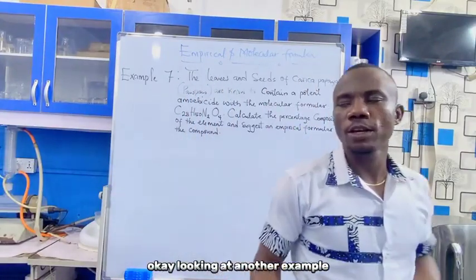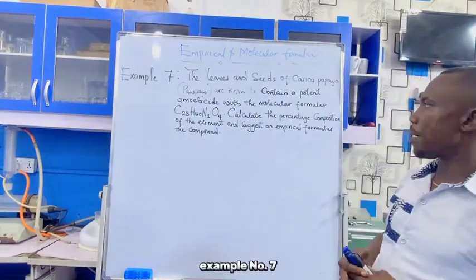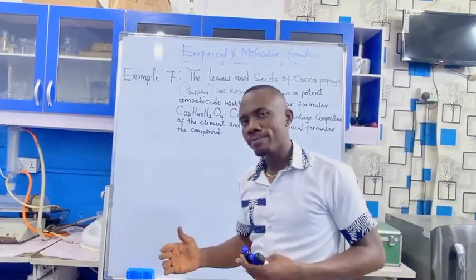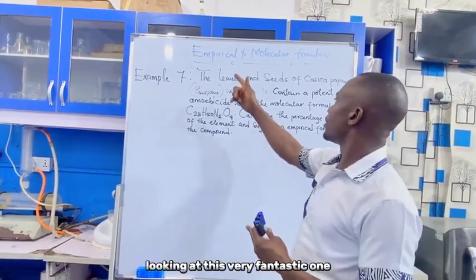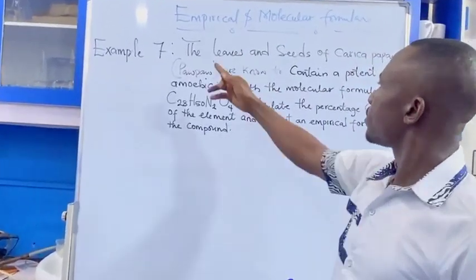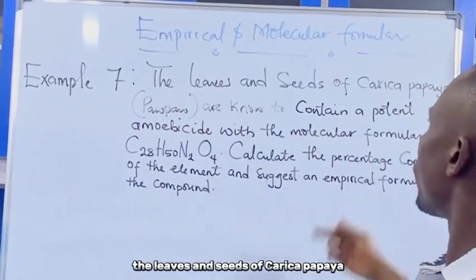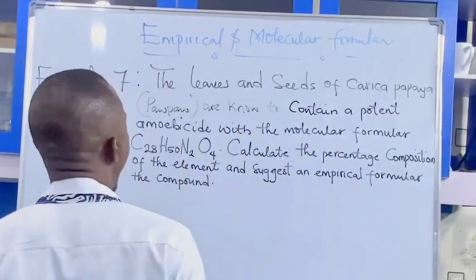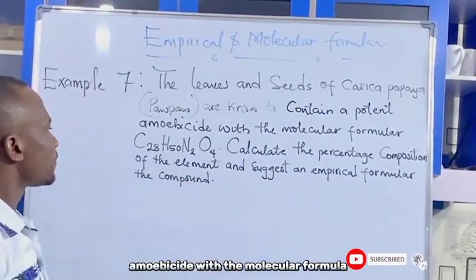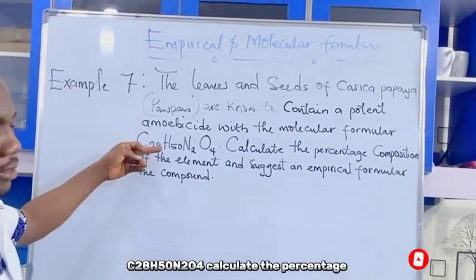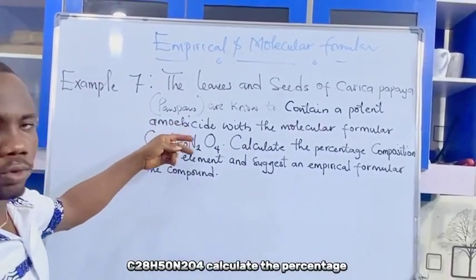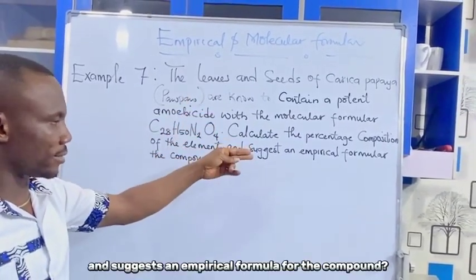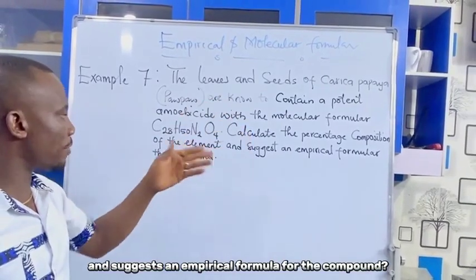Okay. Looking at another example, example number 7, still on empirical and molecular formula calculation. Talking about examples, looking at this very fantastic one. The leaves and seeds of Carica papaya, pawpaw, are known to contain a potent amoebicide with molecular formula C28H50N2O4. Calculate the percentage composition of the element and suggest an empirical formula for the compound.